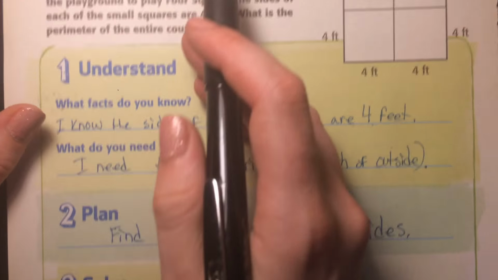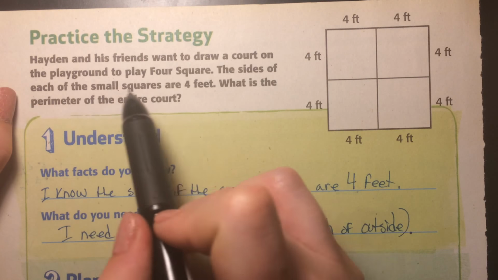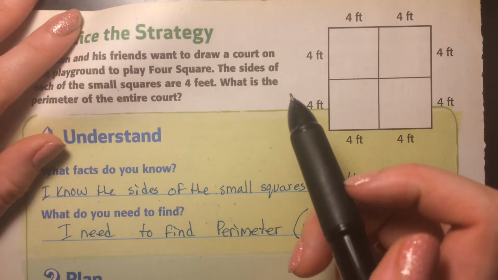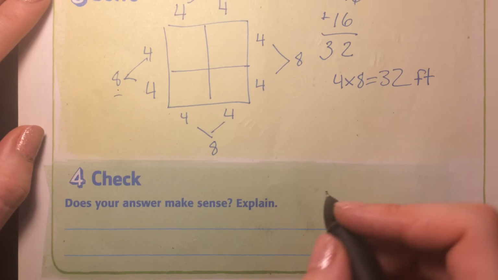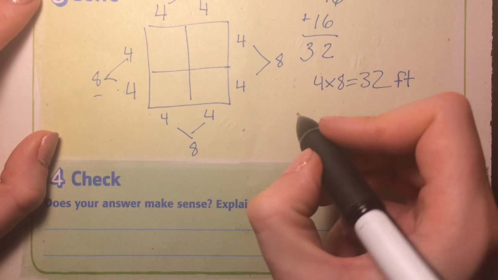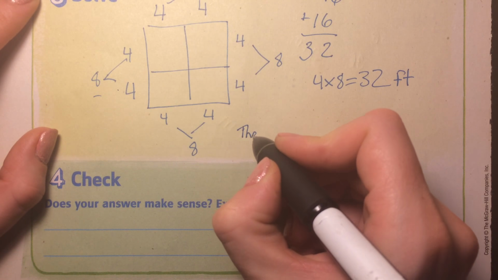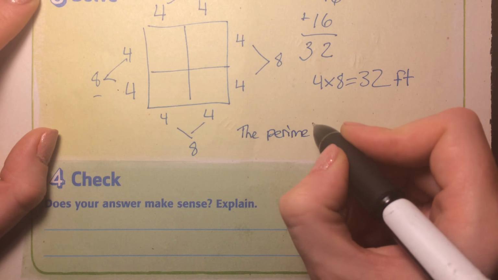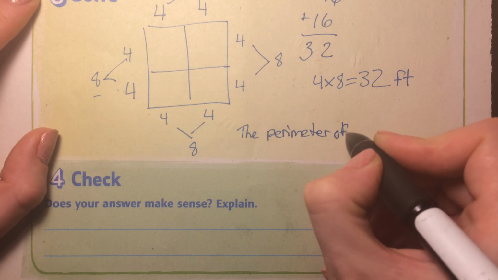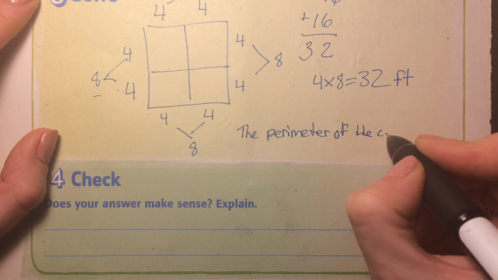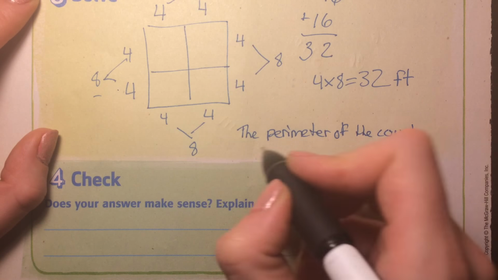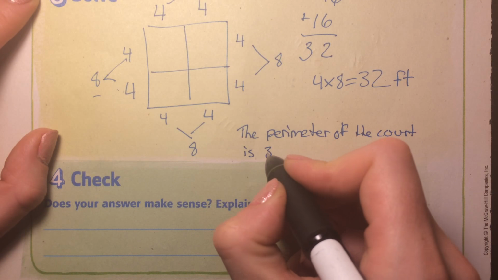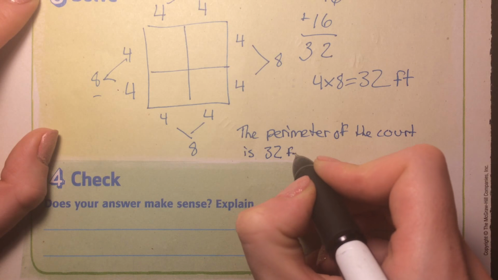Well, let's first check. The sides of each... What is the perimeter of the entire court? Okay, yep. Did I answer this? Yes. Oh, I didn't write my math sentence. The perimeter of the court is 32 feet.